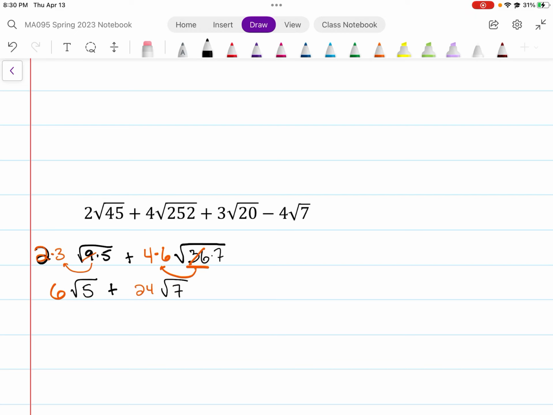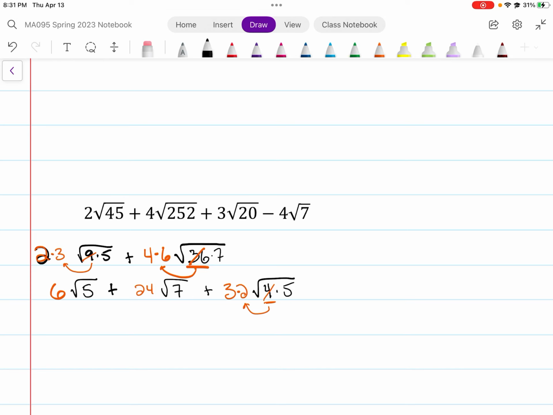All right, the next one, we've got 3 on the outside, and then square root of 20 is going to be 4 times 5. So the 4 will come out and be a 2, 3 times 2.